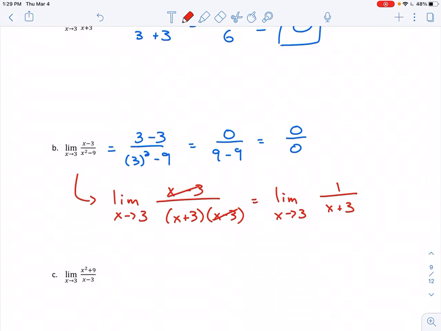At this point, I'm going to take 3 and plug it in for x, and we should have our limit then. 1 over 3 plus 3 is equal to 1 over 6. So this limit does exist, and its value is 1/6.